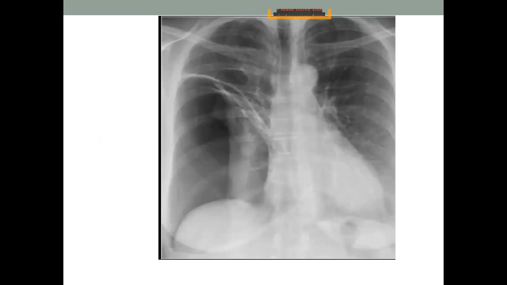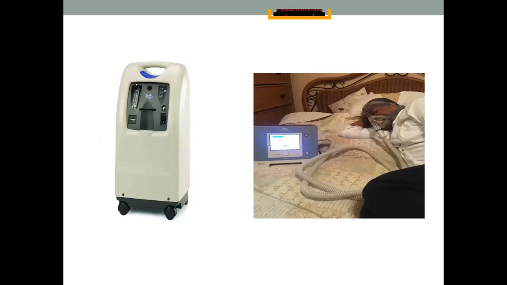This is a large bulla. On the right side, this is a bulla, an air containing sac. Here, the removal of this bulla will help this lung to expand and take part in respiration. This is an oxygen concentrator. This is used for patients requiring long-term oxygen therapy, at least 16 hours per 24 hours.